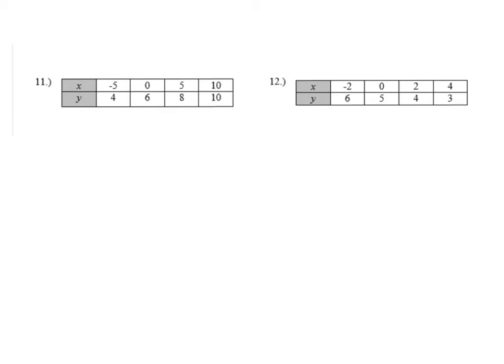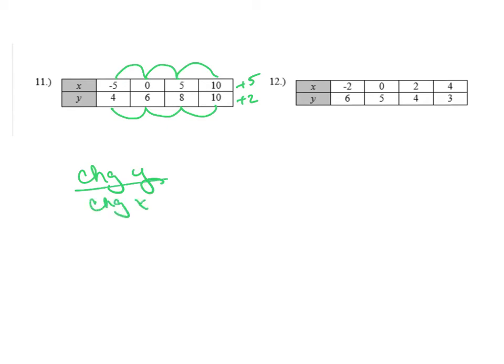You're going to be finding slopes on a table. And remember, we're going to find the changes. So we've got negative 5 to 0 to 5 to 10. I'm going up 5 each time. 4 to 6 to 8 to 10. I'm going up 2 each time. But remember, it's the change in y over the change in x. So I'm going to flip these two around. 2 over 5. And there's my answer.